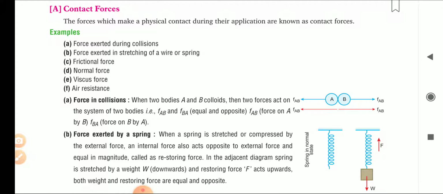Suppose a current is flowing through a wire. If a high intensity current is flowing through a wire, and you place your hand near the wire, not exactly on the wire, then you will feel some jerk on your hand. That jerk is due to a non-contact force, that is the electric field. An electric field is generated, and due to that there is an electrical force.